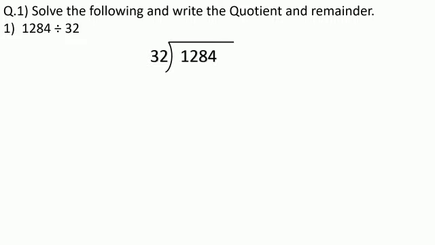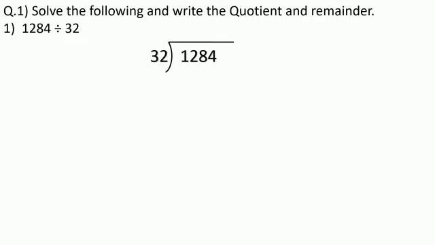Okay, now the dividend is 1284, and you have to divide that number by using divisor as 32. That means what you have to do, students, for this you should be aware about the tables. That's the reason I'm telling you all to revise the tables again and again, because tables are the most important part for multiplication and division.